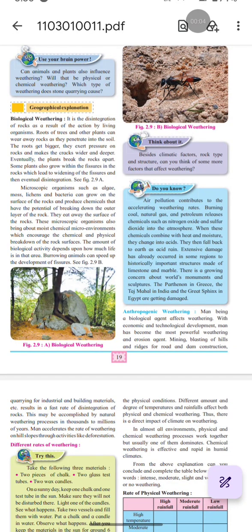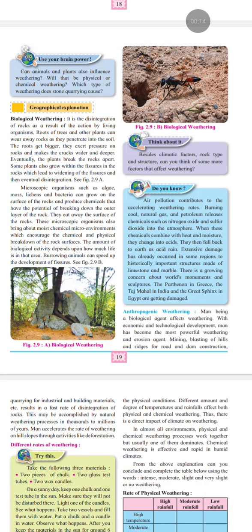This is part 2 of class 11 geography chapter number 2, weathering and mass wasting. In the previous video we studied weathering, its types and the role of water, heat and pressure. Now let's continue with the remaining factors of weathering. We will start with biological weathering.